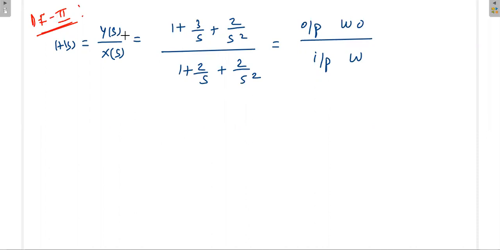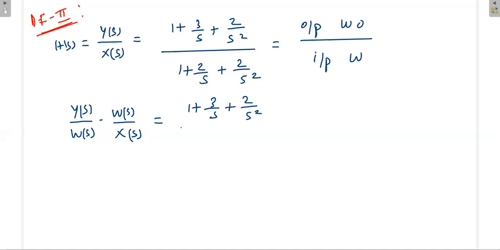Okay, now this Y(s) divided by X(s) can be modified like this: Y(s) divided by W(s) times W(s) divided by X(s). Okay, so I am introducing W(s) in both the numerator as well as the denominator, so that again I will be getting Y(s) divided by X(s). So then this is (1 + 3/s + 2/s^2) over (1 + 2/s + 2/s^2). Okay, then this first term I can separate.